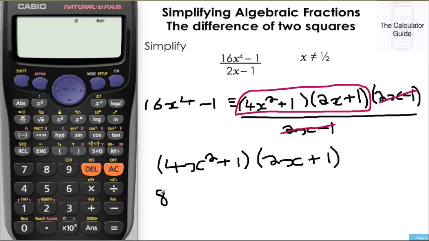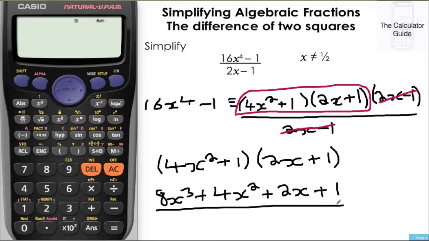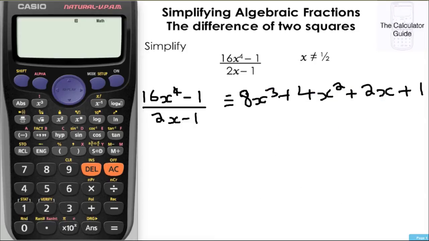Okay, so if we multiply 4x squared by 2x, we get 8x cubed. And then we'll multiply 4x squared by 1, we get 4x squared. Then we have 1 times 2x, that's 2x, and then 1 times 1, which is plus 1. And here we have our expanded simplification. Now, if we have simplified correctly, then our original algebraic fraction should be identically equal to the expression that we've just found.